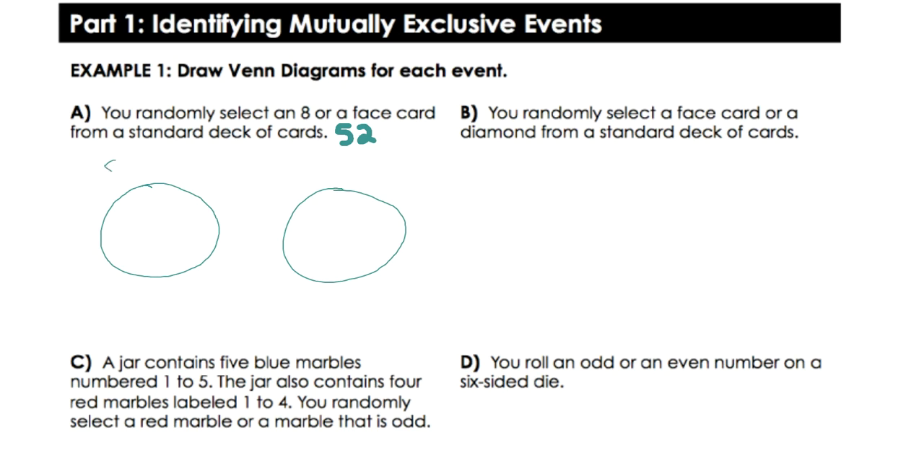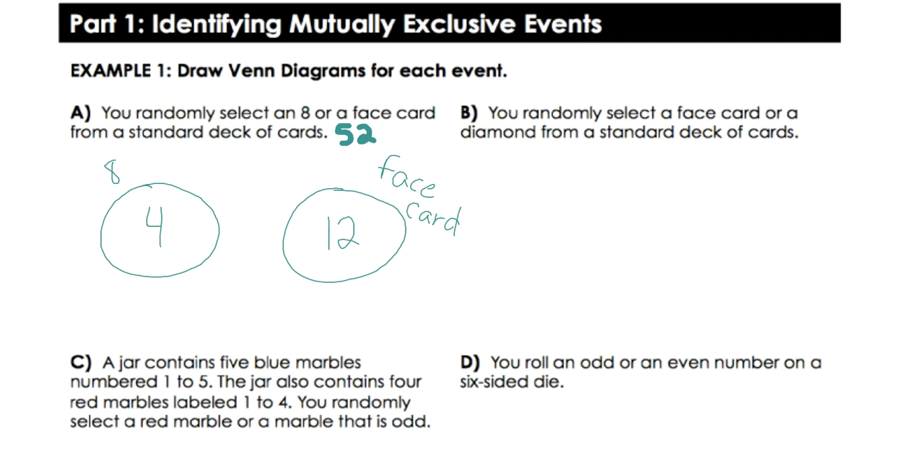The two events that are happening are selecting an 8 and selecting a face card. In a deck of cards, there are 12 total face cards, and there are 4 total 8s, and there's no overlap between those two.